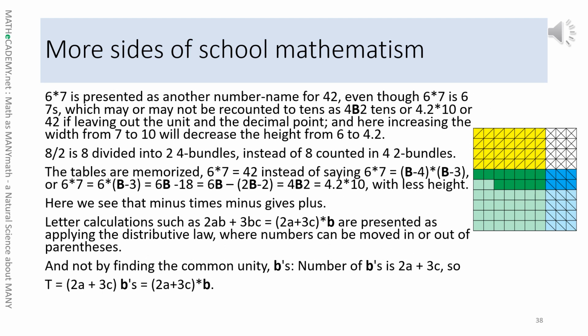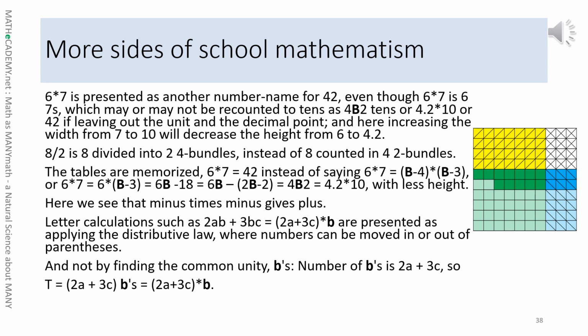More sides of school mathematism. 6 times 7 is presented as another number name for 42, even though 6 times 7 is 6 sevens, which may or may not be recounted to tens as 4 bundle 2 tens, or 4.2 times 10, or 42, if leaving out the unit and the decimal point, and here increasing the width from 7 to 10 will decrease the height from 6 to 4.2. 8 divided by 2 here means 8 divided into 2 4-bundles, instead of 8 counted in 4 2-bundles. The tables are memorized: 6 times 7 equals 42.